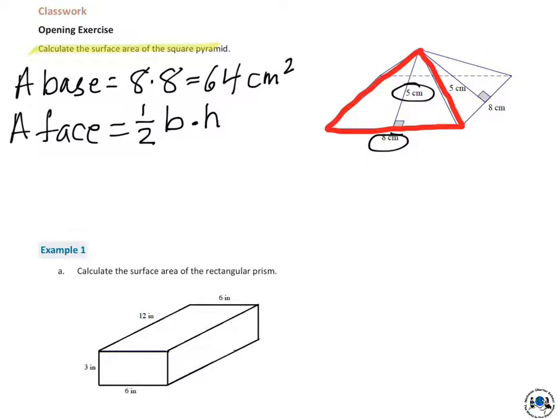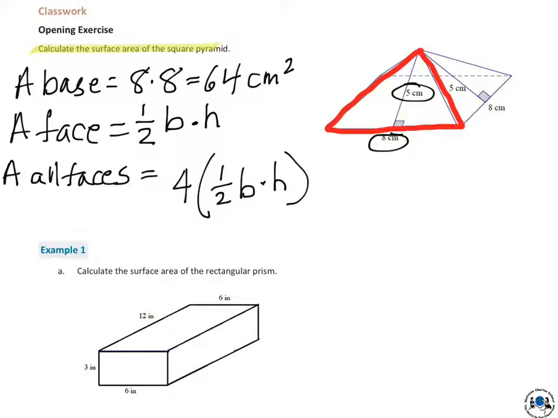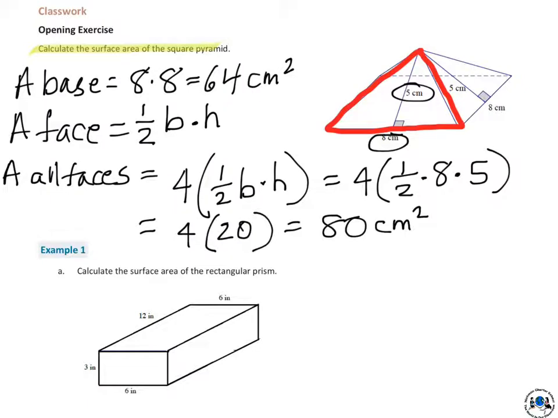But since we have 4 of those, we can just do this. Area of all faces is 4 times 1/2 base times height. We can very simply do that. And if we did that, I'm just plugging in numbers here for base and height. I have 4 times 20, because 1/2 times 8 times 5 is 20. And that times 4 equals 80. So 80 square centimeters is my surface area of all of the faces.